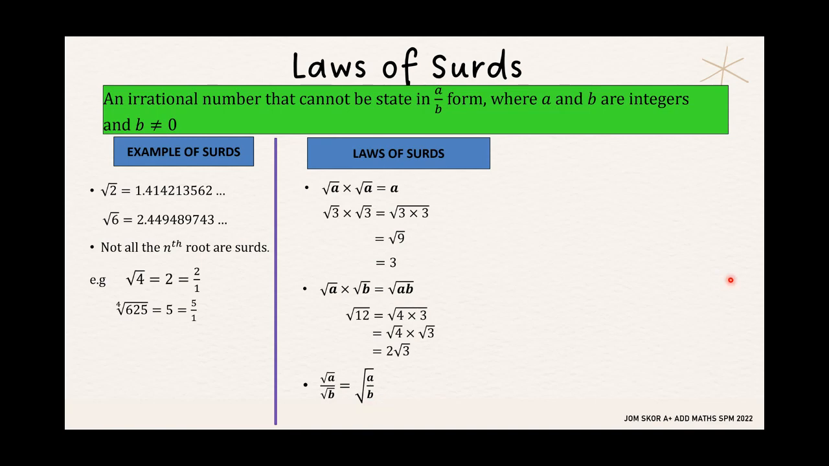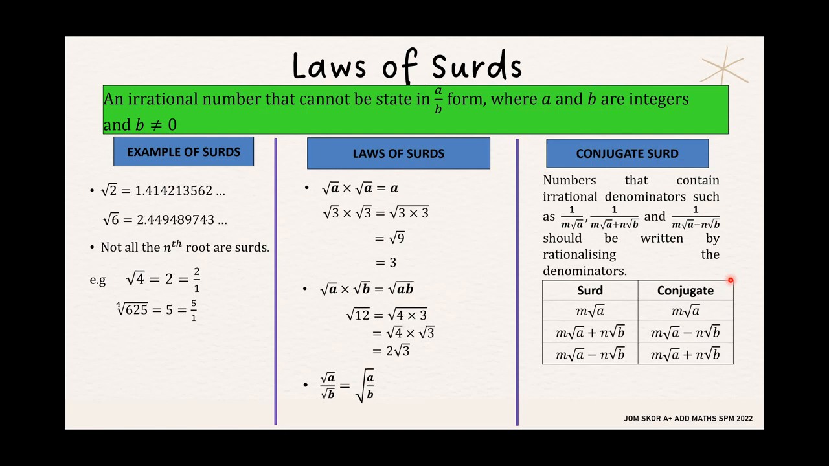Okay. Right. Dalam set, kita akan ada conjugate. Ini benda barulah. Kita akan ada conjugate. So numbers that contain irrational denominators. Maksudnya kalau kita ada pecahan, okay, dia ada set kat pecahan dekat bawah, kat bahagian penyebut tu. Denominators ada set. Okay. Such as 1 over M set A, ataupun kita ada 1 over M set A plus N set B, ataupun kita ada 1 over M set A minus N set B. Okay, should be written by rationalizing the denominator.